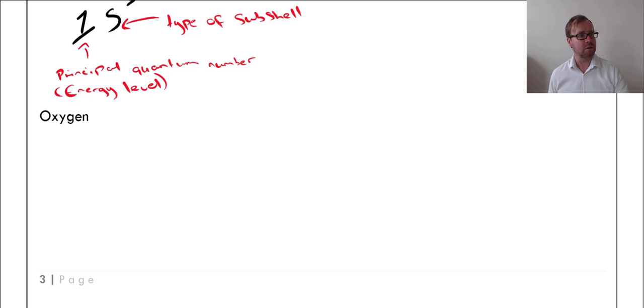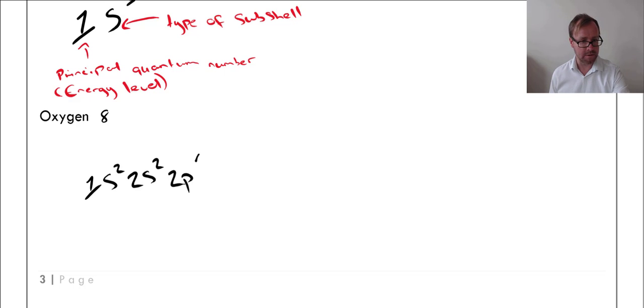So if I'm going to do oxygen, it has 8 electrons, so I need to fill 8 electrons. So my electron configuration for oxygen will be 1s2, 2s2, and 2p4. 2, 4, 8. So that tells me that I have 8 electrons, and this tells me the position of where I can find these electrons.